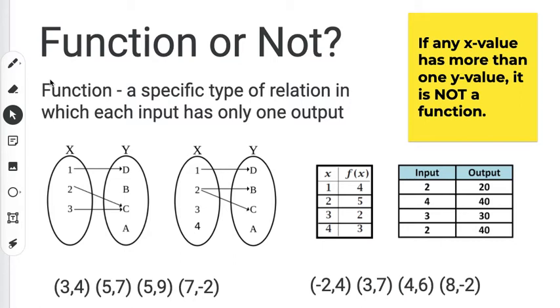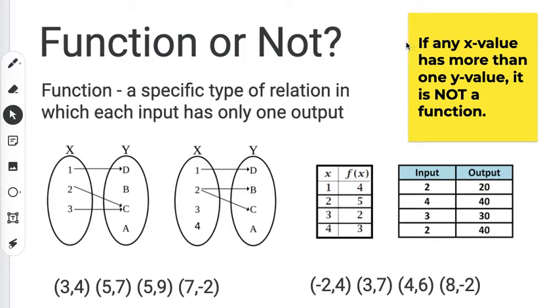Today we are doing function or not. When we talk about functions, we can tell whether a mapping or a chart is going to be a function by whether or not each input has only one output. The definition of a function is a specific type of relation in which every single input has only one output. Now, if it turns out that an input does have more than one output, then it is not a function.